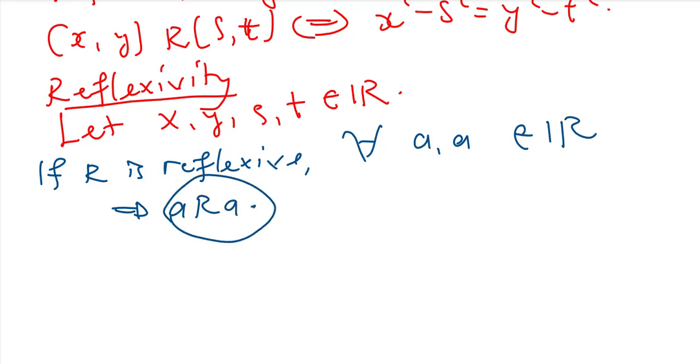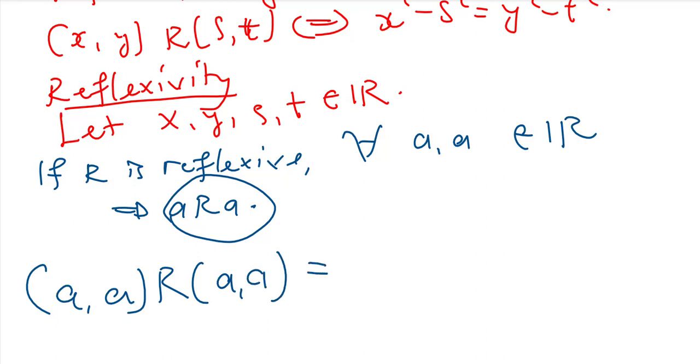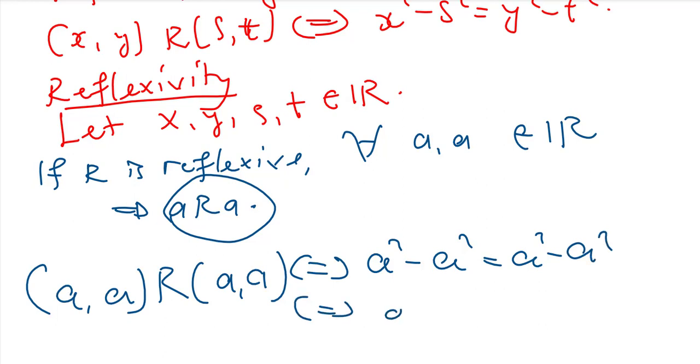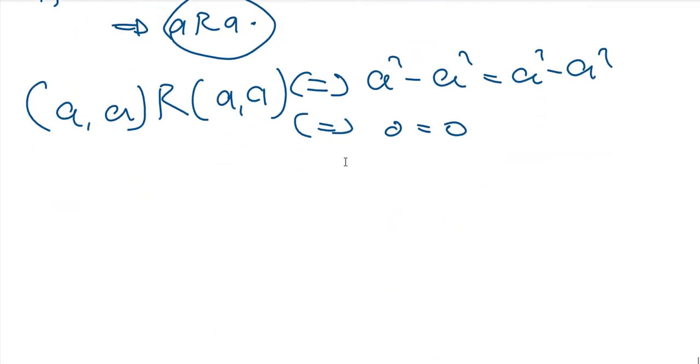Now, since we are dealing with ordered pairs, here we are going to verify that A is in relation with A. If we take the point (a, a), is it in relation with the point (a, a)? This will be true if and only if a squared minus a squared is equal to a squared minus a squared. So this is true if and only if 0 is equal to 0. Now, since 0 is equal to 0, it means A is in relation with A, and hence R is reflexive.